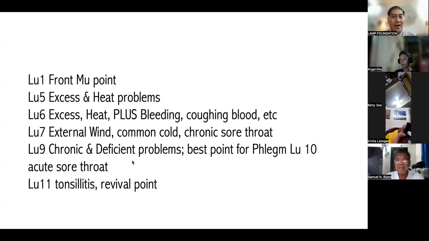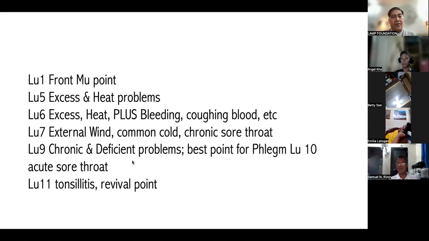Okay. Lung 5, we use this for excess and heat problems. This is the Hussey point of the lung. Very good. Okay, lung 6, also for excess, heat plus bleeding, coughing, blood. Lung 7, luo connecting, no? External wind, common cold, chronic sore throat. So when you needle this, may impact din po siya sa large intestine.